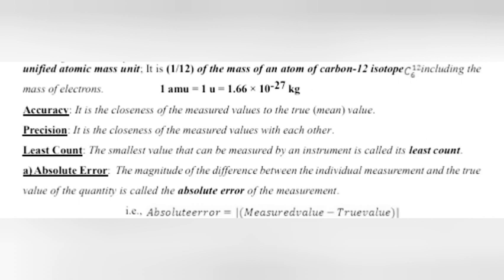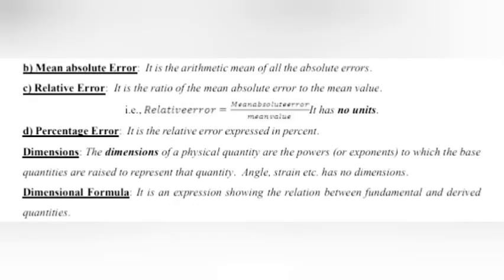A. Absolute error. The magnitude of the difference between the individual measurements and the true value of the quantity is called the absolute error of the measurement. B. Mean absolute error. It is the arithmetic mean of all the absolute errors. C. Relative error. It is the ratio of mean absolute error to the mean value. D. Percentage error. It is a relative error expressed in percent.